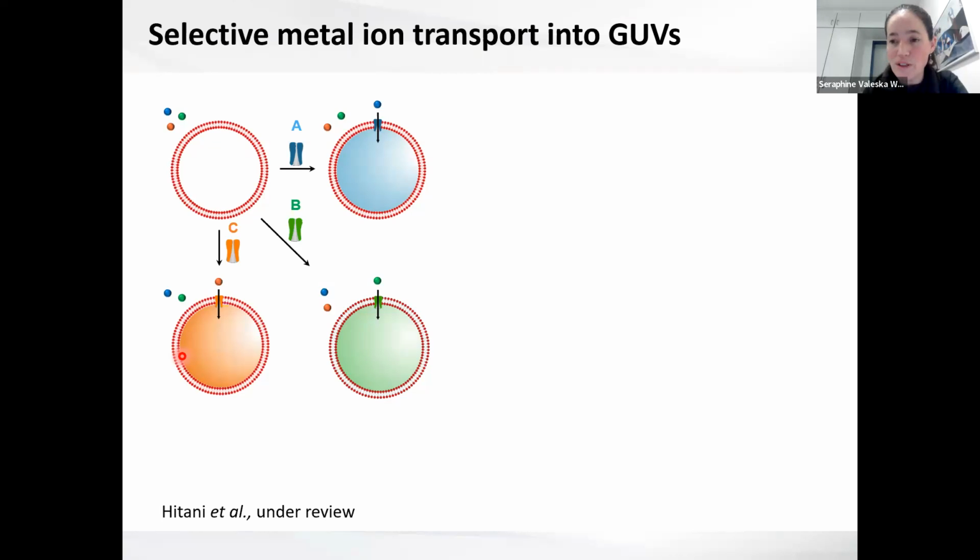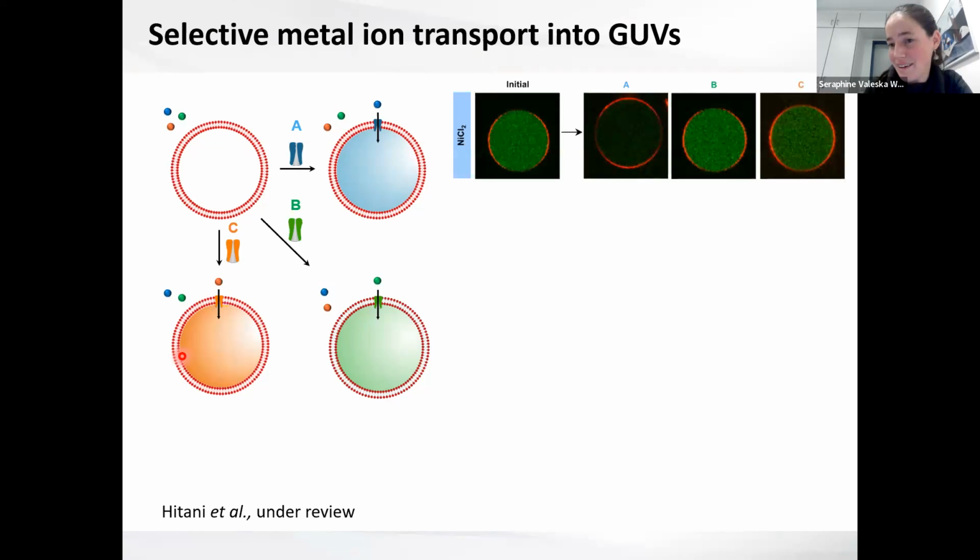And one way biology is doing this is to use transporters that are selective for different molecules. This is not that easy to do in a cell-free system because membrane transporters are notoriously difficult to express, although there is great progress being made. But we went for an easier way and used metal ion ionophores. And these ionophores can be very specific for different metals.